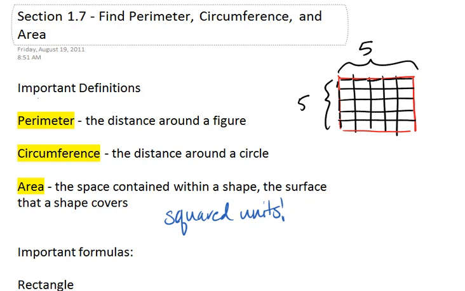We could count all of the little squares contained within our square. However, we know that in one row we have 5 squares, and we have 5 rows. So we should have 5 times 5 squares, 25 squares, which means we have 25 square inches. This would be the area of a square with a length of side of 5.